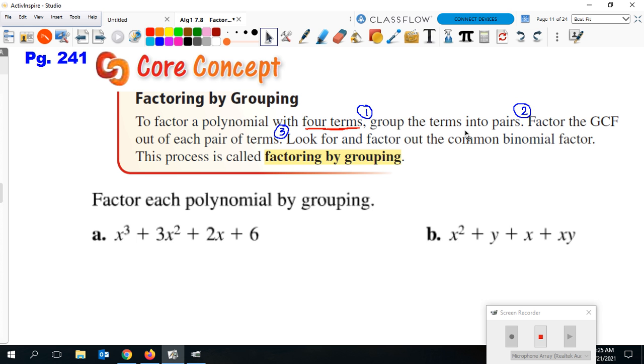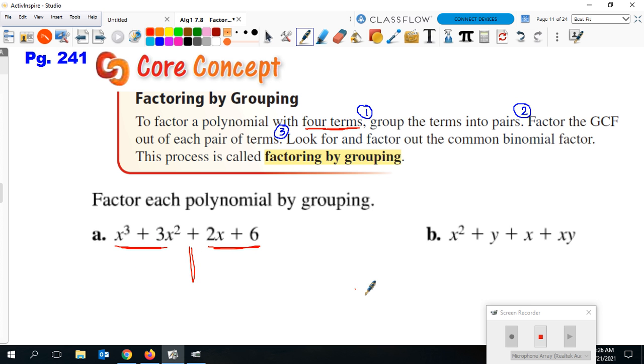Looking at letter A right here, we would see that letter A is in standard form. It only has x's in it, so it's got the x to the third, x squared, x, and a constant number. If it's in standard form like that, then the grouping is very easy. We can just group the first two, and then group the second two. You can put a line between them if you want to, but you're just going to group the first two, group the second two.